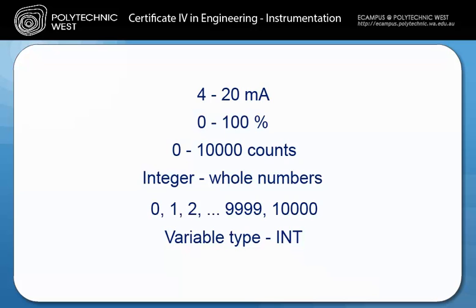The PLC is going to change this value into 0 to 10,000 counts. The counts are stored in variables in the PLC that have a type called int, which means integer. Integers are whole numbers.